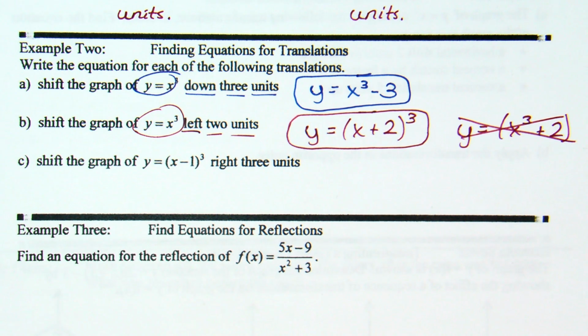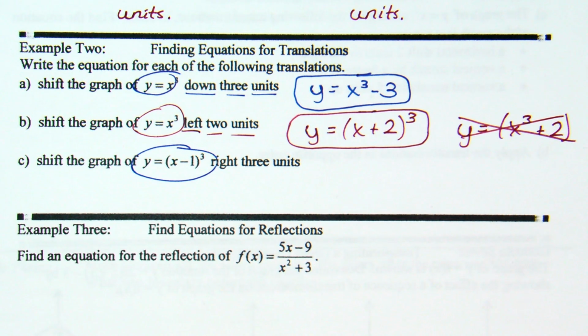Okay, let's try C and see where C takes us. Now, C says shift the graph. So y equals x minus 1 cubed. We're not starting with that same parent graph of y equals x cubed. This time we have y equals x minus 1 cubed, and then we're going to take that graph and go right 3.